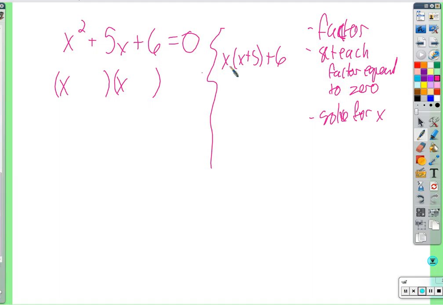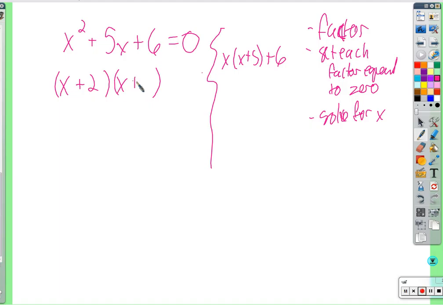Be careful with that. Like I saw one that was x times x plus 5 plus 6. And x did get factored out, but this is not factored. This is not the factored form of that. Factored would mean something times something. Remember how we talked about factors? 3 is a factor of 15 because 3 times 5 is 15. This is x times x plus 5 plus 6, so that's not purely multiplication.